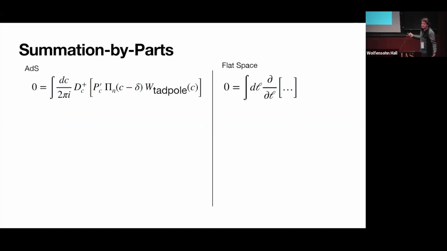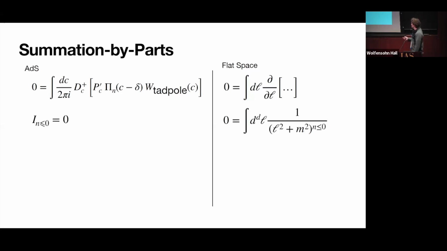So in flat space, we derive integration by parts by considering a derivative inside the integral. Here, you consider it by taking a difference operator inside of the sum over residues. So this gives you a sum of I_Ns that will give you some linear relation between them. And then in addition to that, you find the generalization of scalelessness.